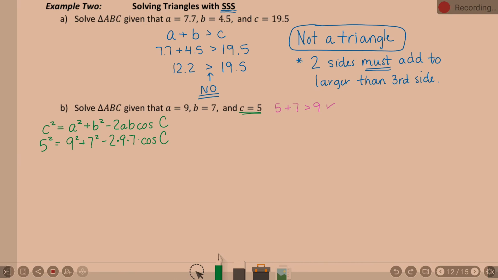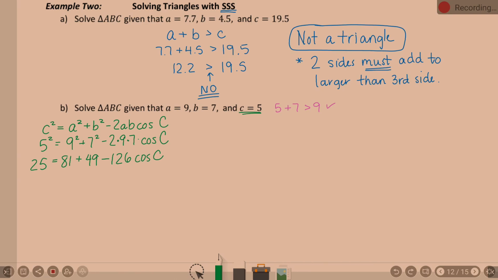I would encourage you not to just do it all in your head in your calculator. I would encourage you to show a little bit of work. That way if you make a mistake, I can try and give you partial credit here. Let's see, we know 5 squared is 25, 9 squared is 81, 7 squared is 49, minus 2 times 9 times 7 should be 126 cosine of C.